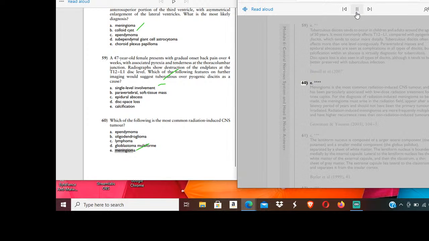Answer: E. Meningioma is the most common radiation-induced CNS tumor and has been particularly associated with low-dose radiation treatment for tinea capitis. For the diagnosis of radiation-induced meningioma to be made, the meningioma must arise in the radiation field, appear after a latency period of years, and should not have been the primary tumor irradiated. Radiation-induced meningiomas are more frequently multiple and have higher recurrence rates than non-radiation-induced tumors.